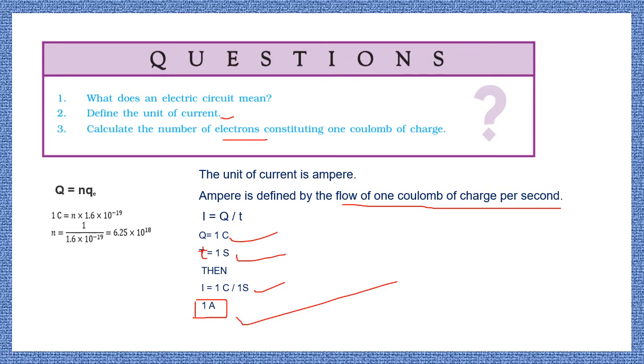Calculate the number of electrons constituting 1 coulomb of charge. Okay. The formula is Q is equal to n e, where Q is total charge, n is number of electrons, and e is charge on one electron. So Q is equal to 1 coulomb, number of electrons we have to find out. e is equal to 1.6 into 10 to the power minus 19. This is the charge on one electron. Now from here we can easily find out the value of n, that is 6.25 into 10 to the power 18.